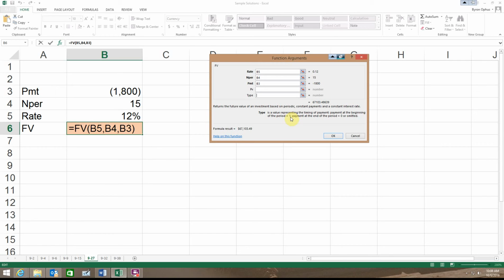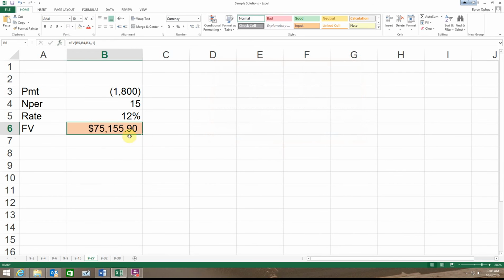Ooh, okay. So I might need to put a 1 in there, right? And that's all I have to do, is put a 1 in there where it says type. Notice how that really changed my answer there. And it gives me 75,000. Okay. Again, this is the part I enter in as a negative, because how I think of it is that's the money that would be leaving my pocket in order to accumulate this in that period of time.